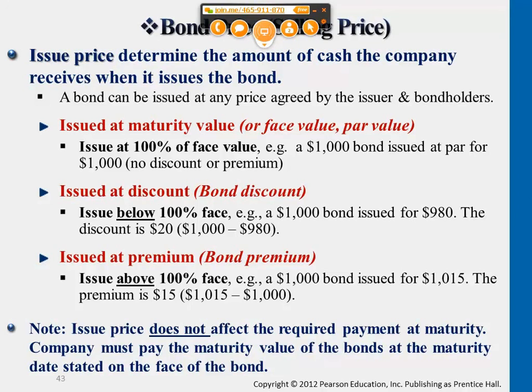So this is why there's a note here. Issue price does not affect the required payment at maturity. So when the note is due, it's always the face value. Company must pay maturity value of the bond at the date stated on the bond and also the dollar amount stated on the bond.